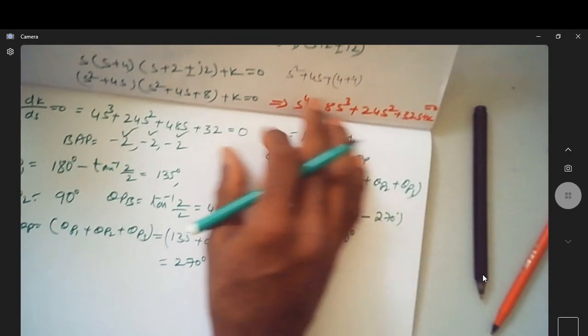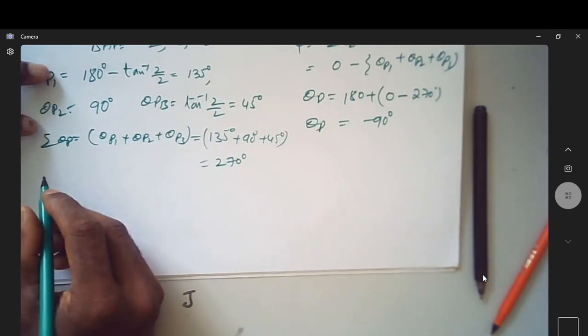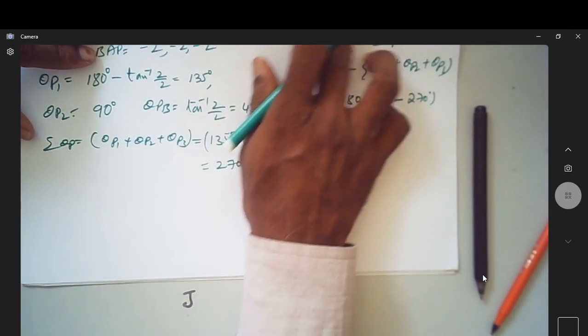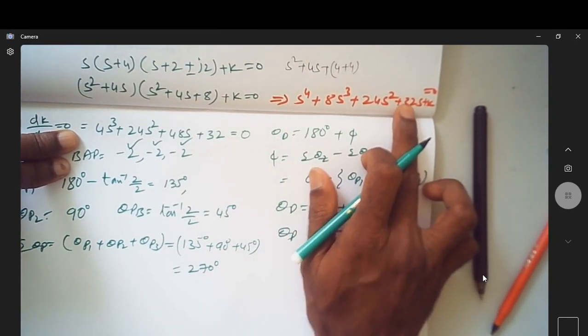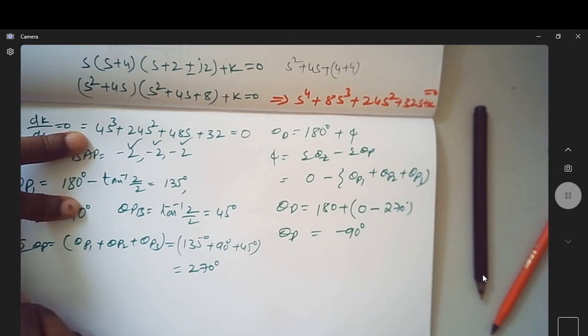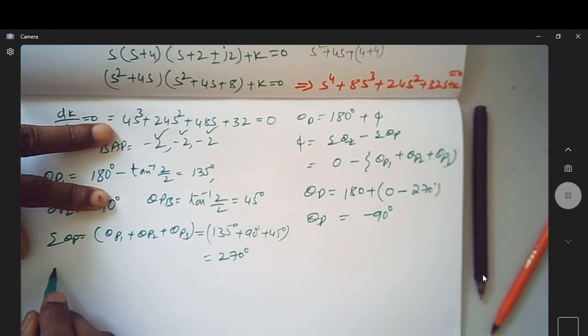That can be found by writing the Routh's array. Before writing the Routh's array, I have the characteristic equation here. So let us write this characteristic equation and write the Routh's array. What is this characteristic equation? Okay, maybe for this characteristic equation I can write the Routh's array.